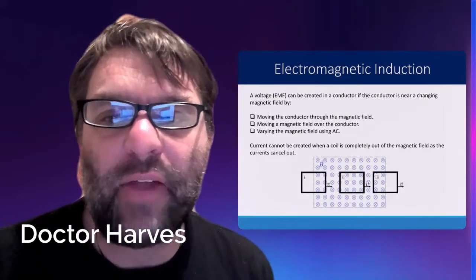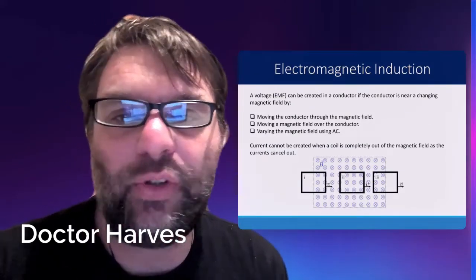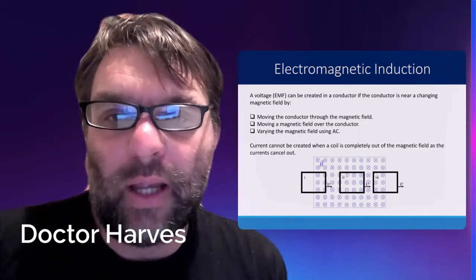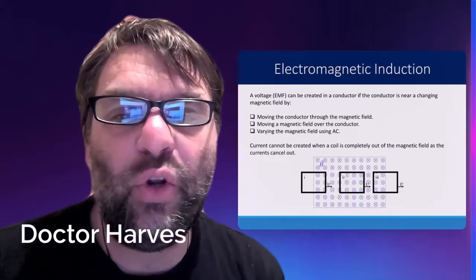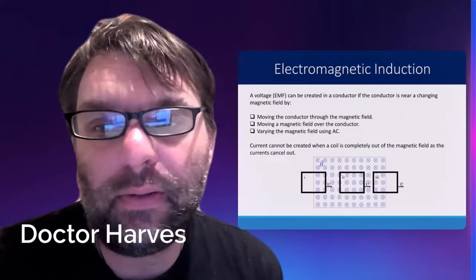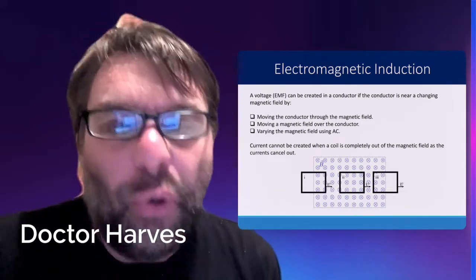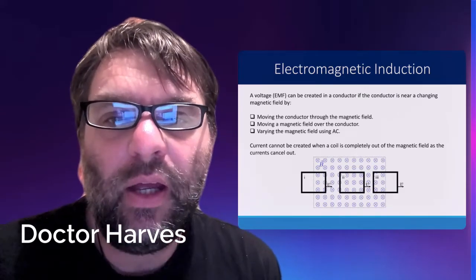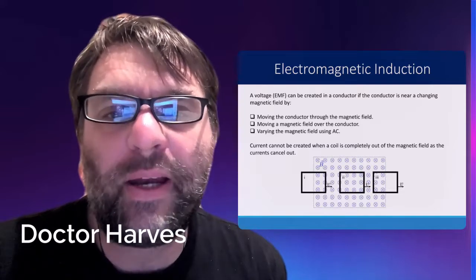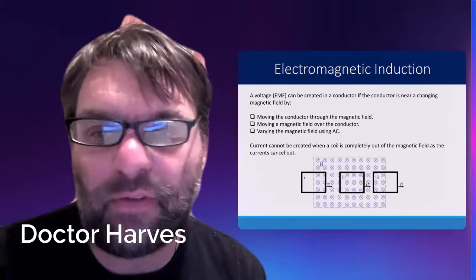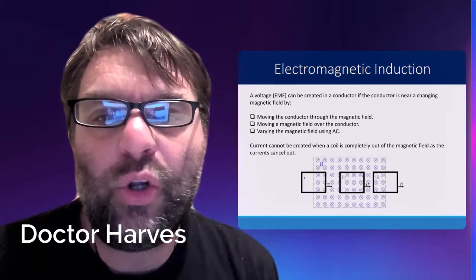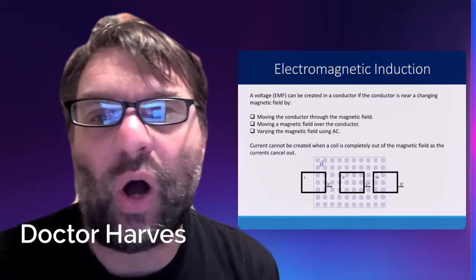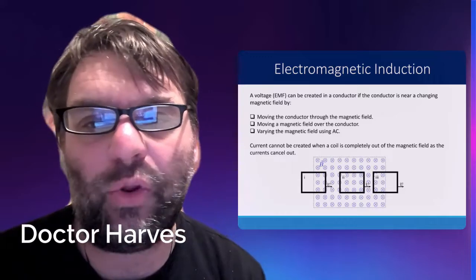In terms of the induction, the creation of this voltage, it basically is created in a conductor in three ways. Either you move the conductor, the loop or the coil, through the magnetic field, and that's what you're doing when you're generating electricity. Or you could move the magnetic field over the conductor, so you can have the magnets actually rotating. Or you vary the strength of the magnetic field, this time by changing the current from direct current to alternating current, where the current goes back and forth.